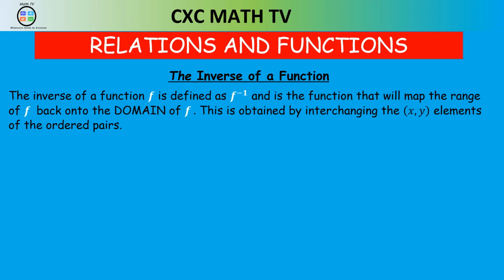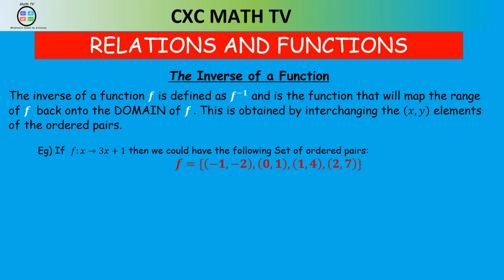For example, if f of x is 3x plus 1, then the set of ordered pairs would be, for example, when x is minus 1, y is negative 2. When x is 0, y is 1. When x is 1, y is 4. And so, if you were to write down f inverse, then f inverse would interchange the x and y values to have negative 2, negative 1, 1, 0, 4, 1, and 7, 2.